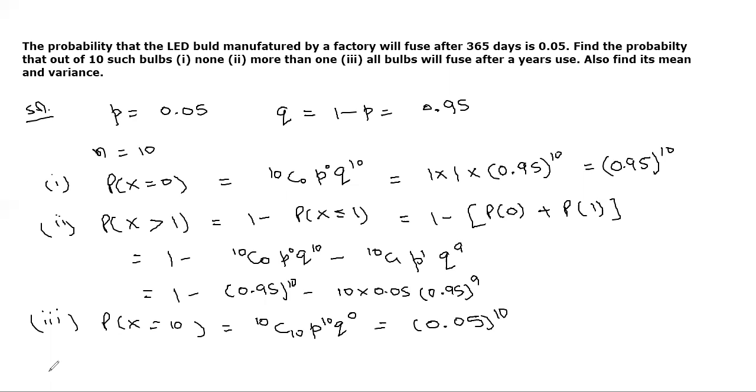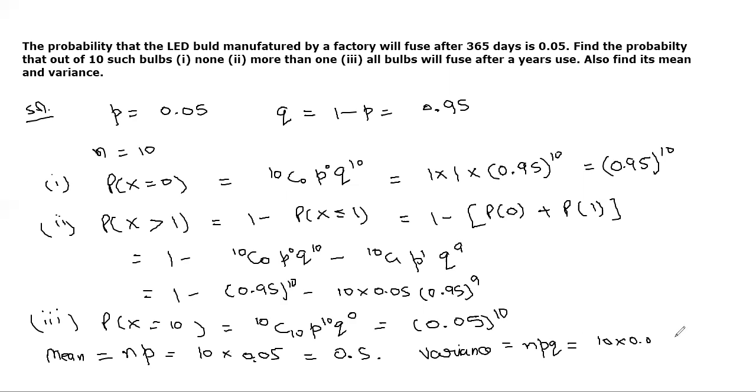We have to also find the mean. Mean, as discussed, has a formula n into p. N is 10 and p is 0.05, so the answer is going to be 10 times 0.05 or 0.5. Now the variance has formula npq, so it should be 10 into 0.05 into 0.95, which will be 0.475.